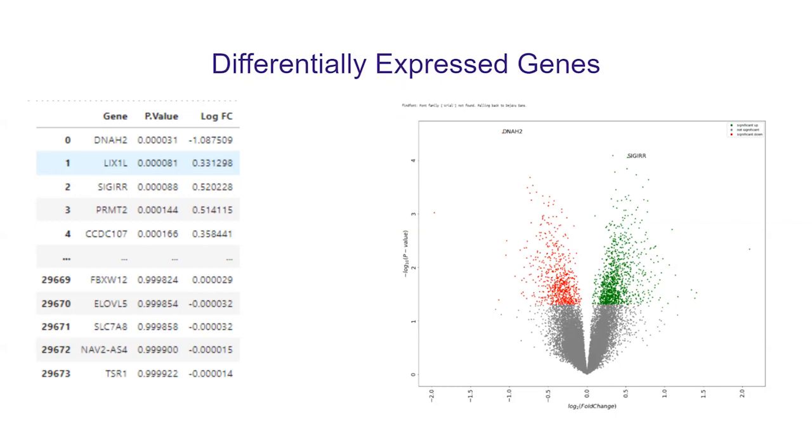And then the expression profile will be represented in a volcano plot. So the non-differential genes will be colored in gray, the upregulated genes in green, and the downregulated genes in red. And the plot could be downloaded as a PNG file.